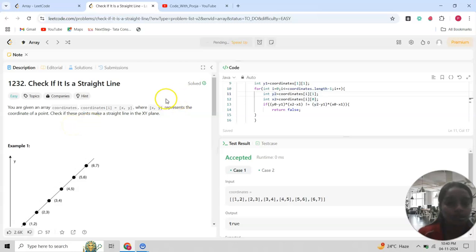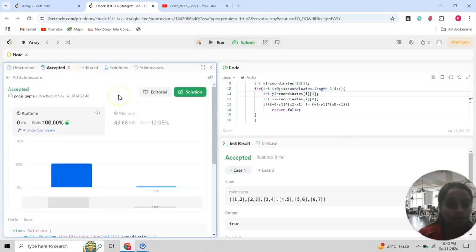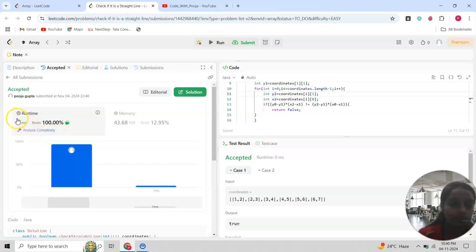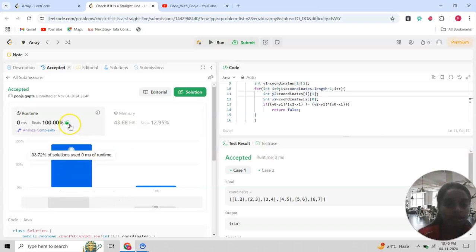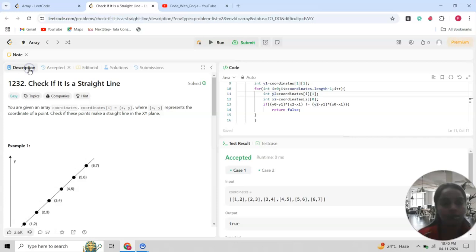While submitting this code, we got 0 ms runtime and 43.68 MB memory, at most 44 MB of memory taken here. With this submission I'm done with this question.